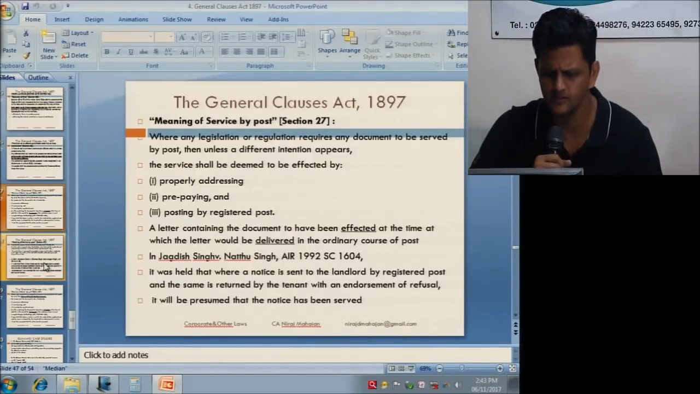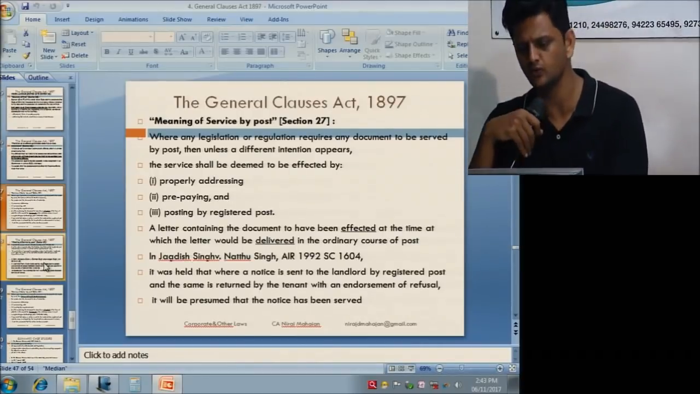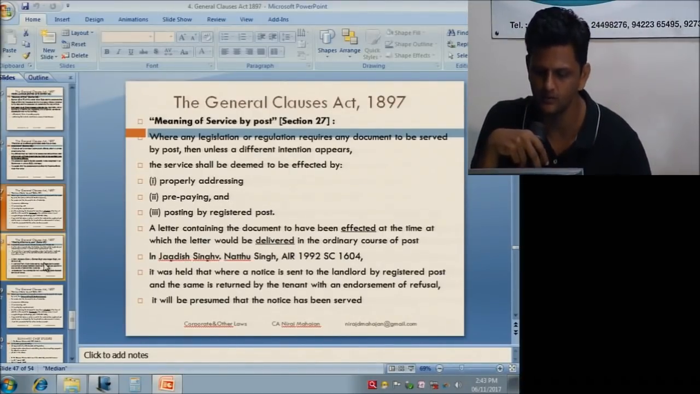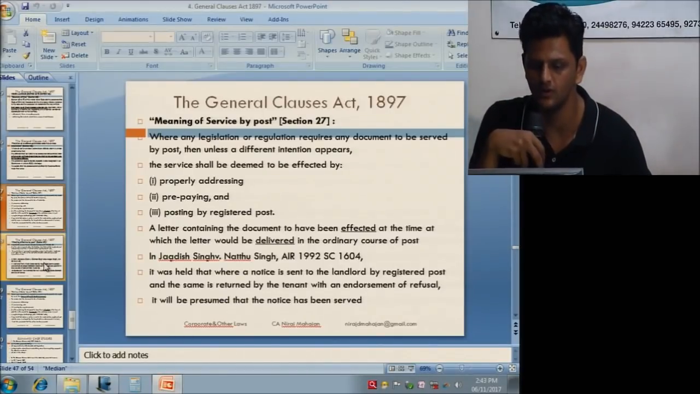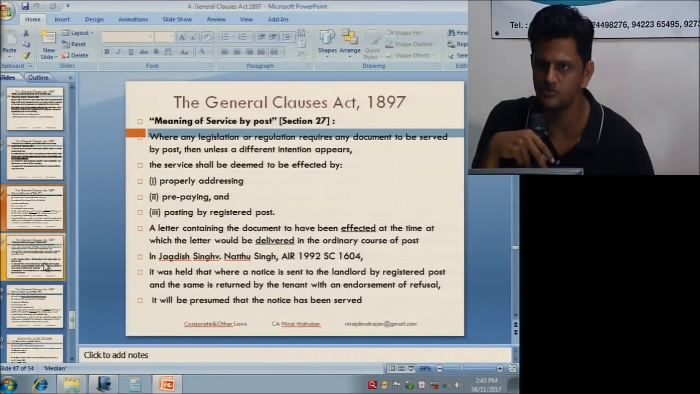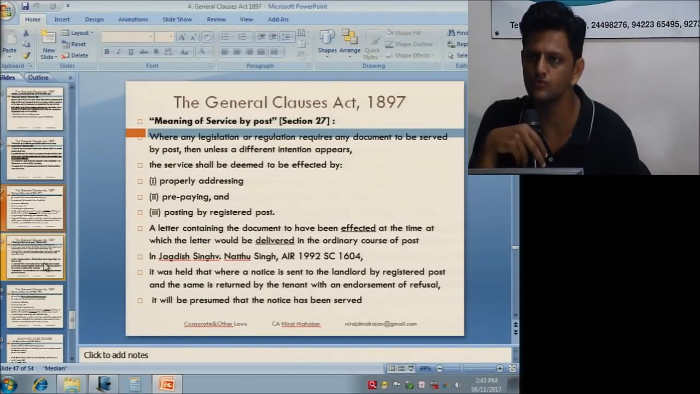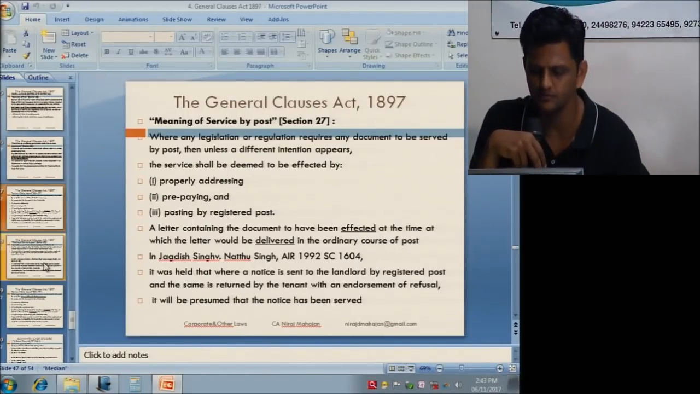So we had seen one case, the Jagdish Singh Nattu Supreme Court case. It was held that where a notice is sent to the landlord by registered post and the same is returned by the tenant with an endorsement of refusal, still it will be deemed that the notice was served. So just because you refuse it doesn't mean that the notice was not served. The notice was legally served.